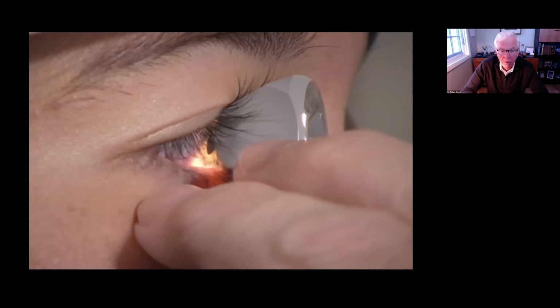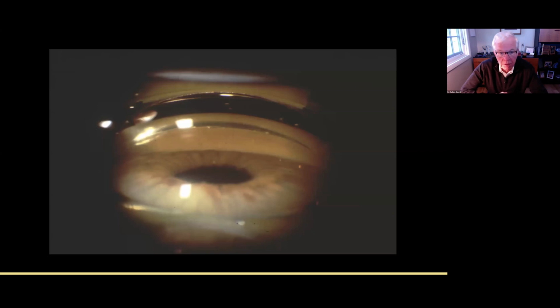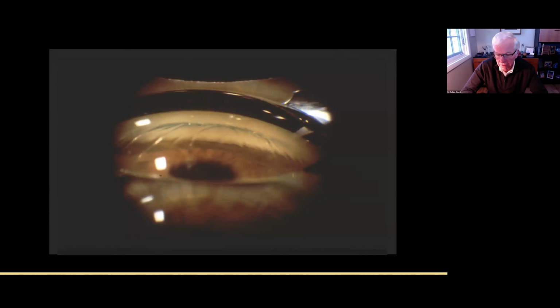So this is an angle in which we see no structures. When I indent, there's the trabecular meshwork. You see all these corneal folds, right? The corneal folds should not be part of your normal exam. They should only be seen when you're intentionally indenting somebody.